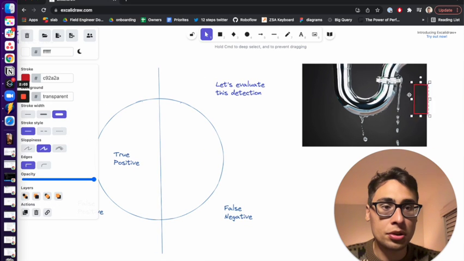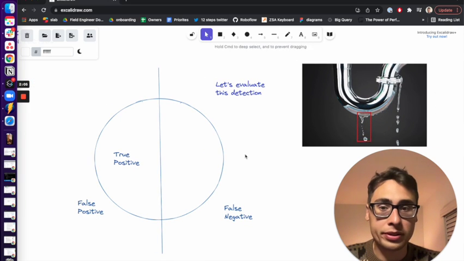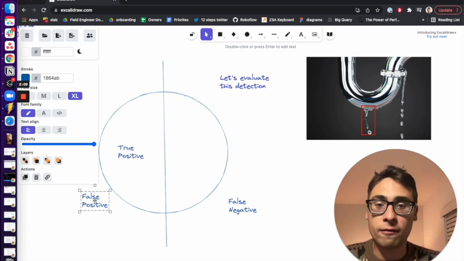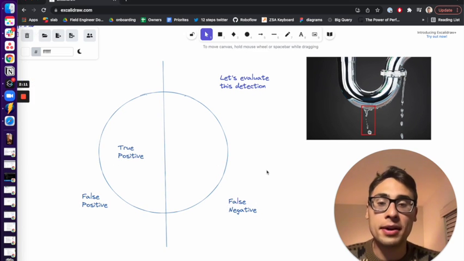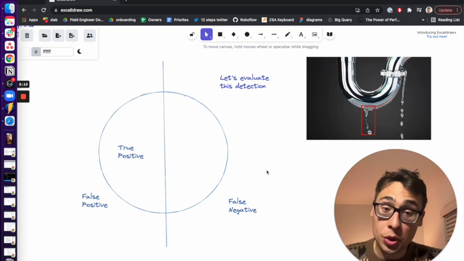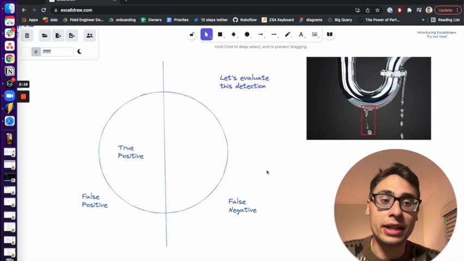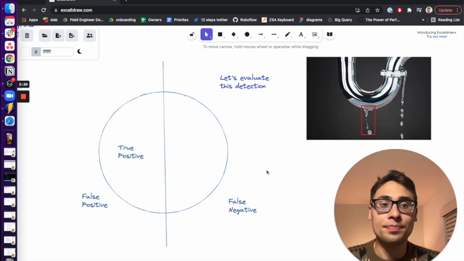So let's start with the first case. So we have three cases that we're going to be walking through here. True positive, false positive, and false negative. You might be wondering, hey, Jay, where's true negative? I will talk about that in a sec. It's kind of a weird one, so I like to wait and hold that one out for last.